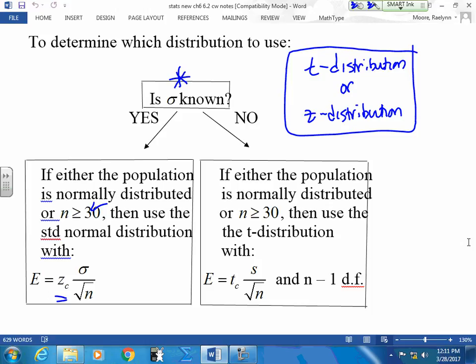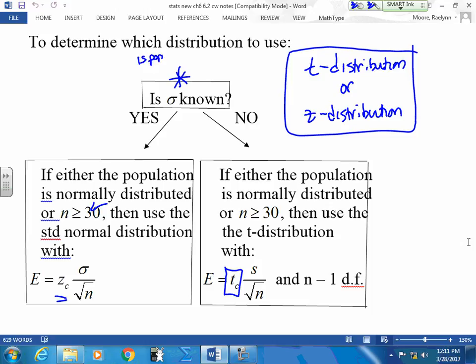Because look, you know the population standard deviation. If you do not know the population standard deviation, and you still are sure that your n is greater than or equal to 30, or you are normally distributed, you use the TC one. That's the only difference. If I wrote this flow chart, first thing I would ask is this question.